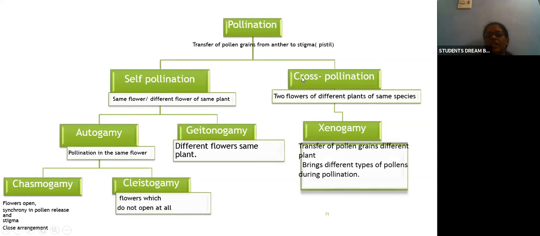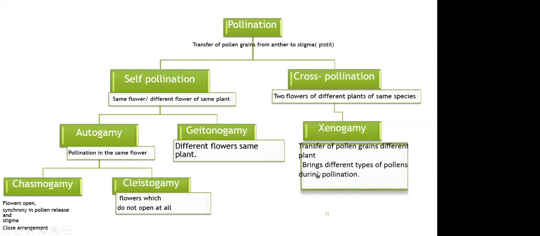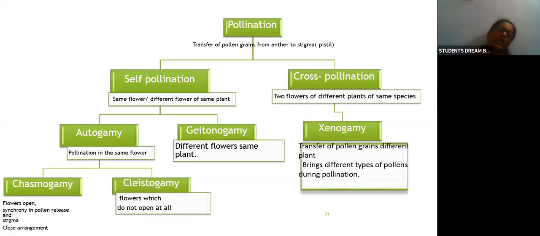Okay, next we saw cross pollination. What is cross pollination? Two flowers of different plants of the same species will pollinate. That is known as cross pollination. Okay, so here we can see xenogamy. What is xenogamy? Transfer of pollen grains from different plants. This is the only method of pollination which will bring different types of pollens during pollination, whereas in other types the pollens will be brought from only a single flower or a single type. Here different types of pollens will be brought during pollination.